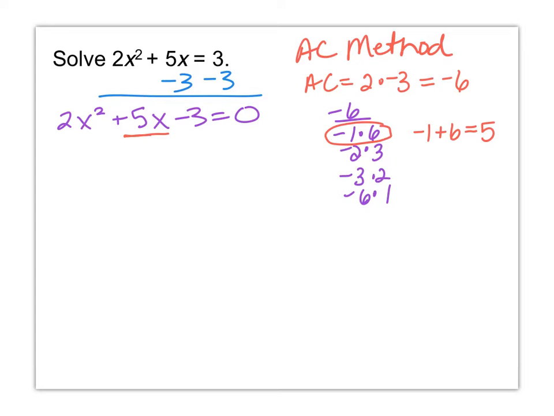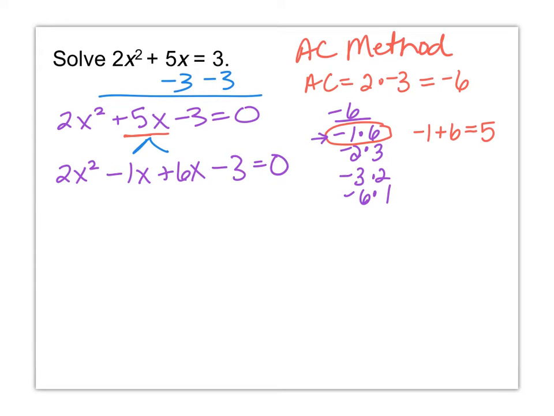Now we split up the middle term and factor by grouping. The first term remains 2x squared. The middle term is split in two, one of the terms being negative 1x and the other term being positive 6x, by using the factors found in the list. And then the last term is negative 3.